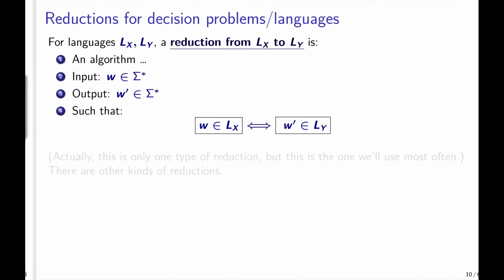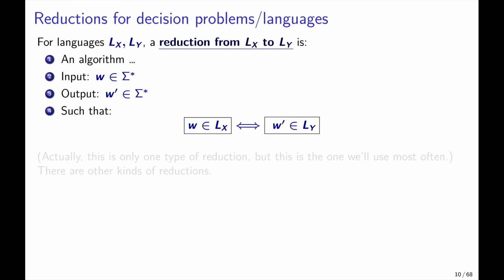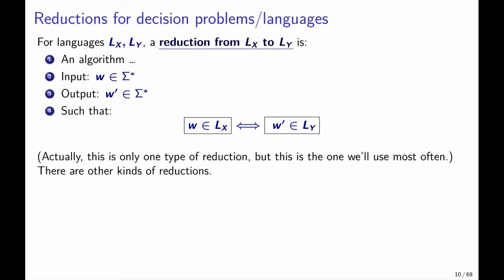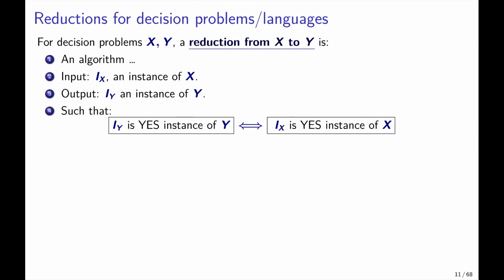So what is a reduction between languages? We have a language LX and a language LY, and a reduction is an algorithm that takes an input W and computes a new string W prime, such that the original string belongs to the language LX if and only if the computed string belongs to the language LY. And this is called Karp reduction. It's a one-shot reduction. It's not the only kind of reduction there is, but it's good enough for our purposes.